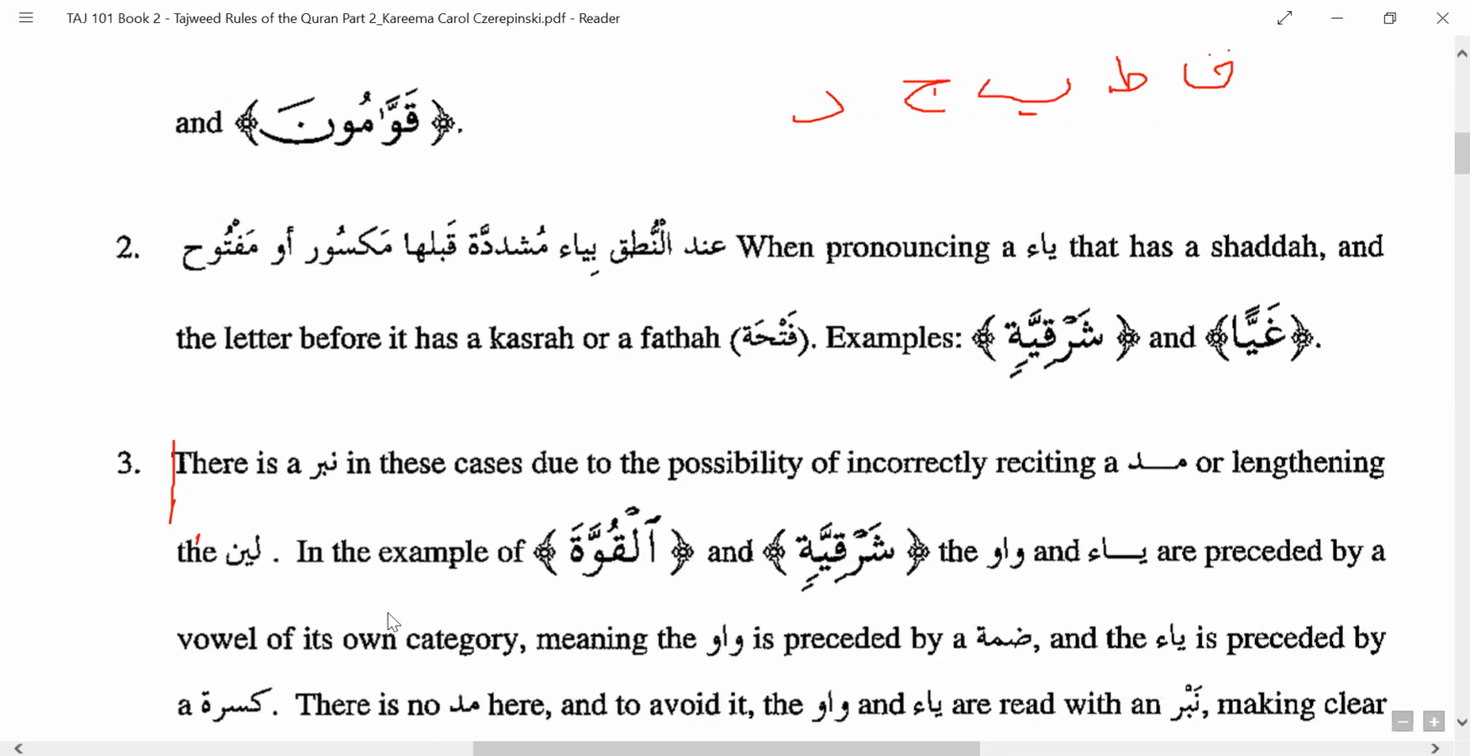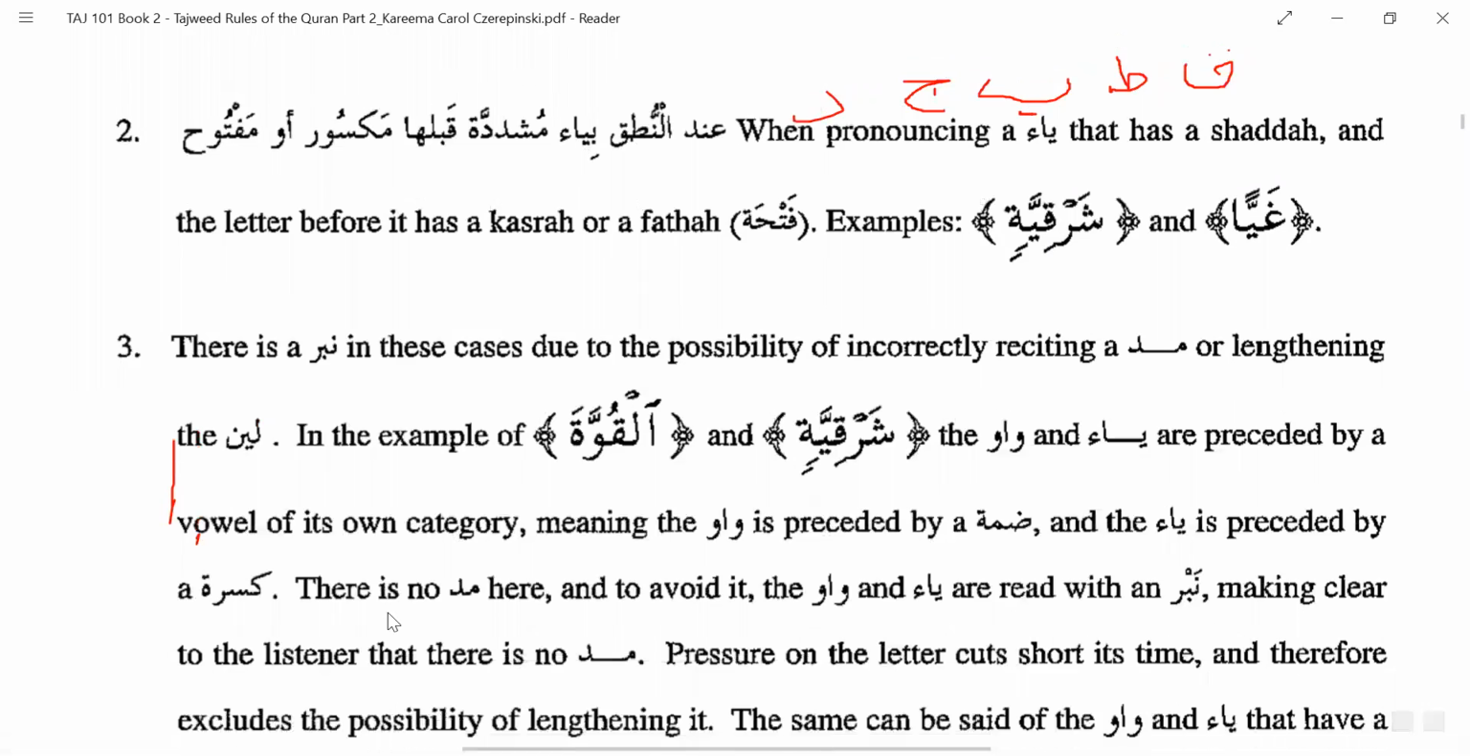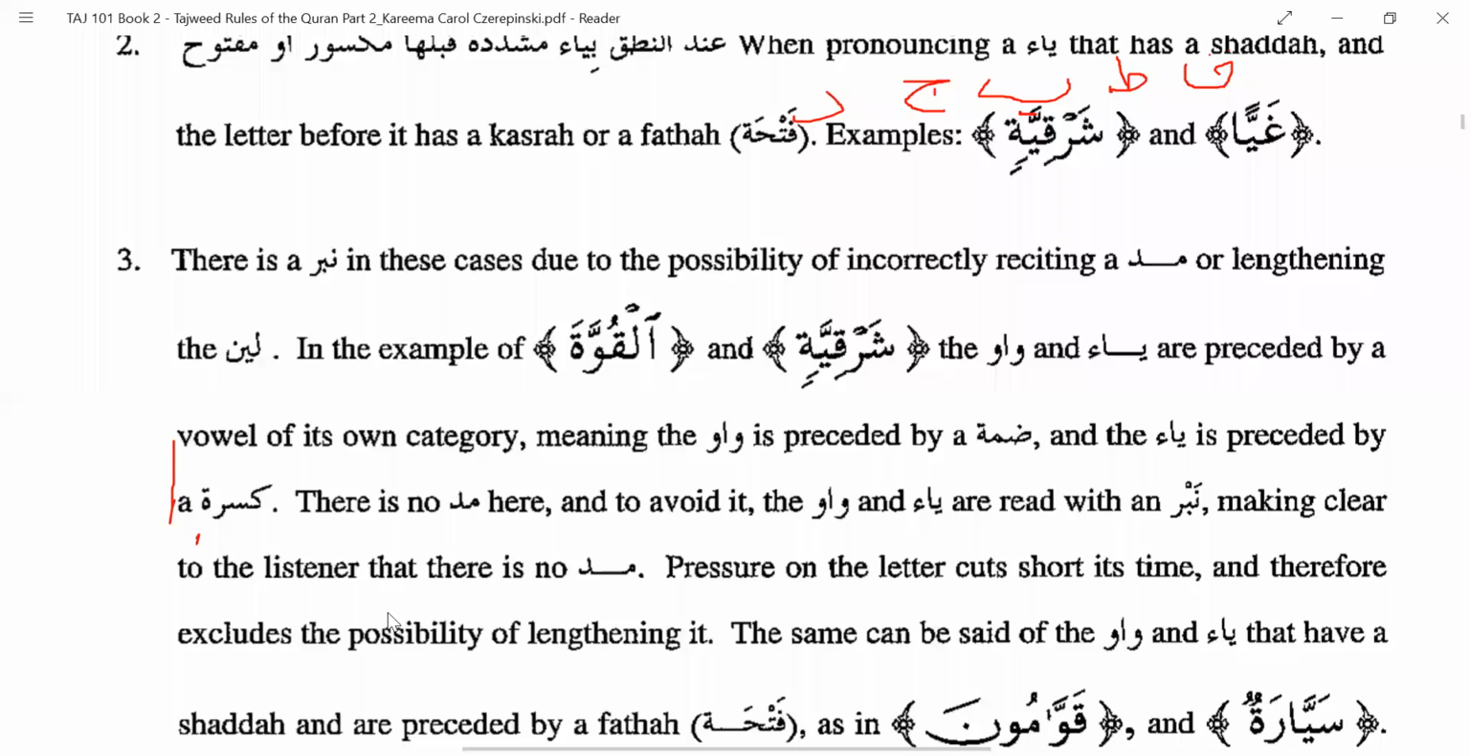Meaning, waw and before that you have dhamma, that becomes u, the mad. Or ya and before that you have kasra, e. But here there is no mad, and so to avoid that, the waw and ya are read with a nabr, so that the listener is more clear that here there is no mad. In what we are saying, sharqiyyah, it's not a mad, it's a sukoon. It's not sharqiyyah, it's sharqiyyah.